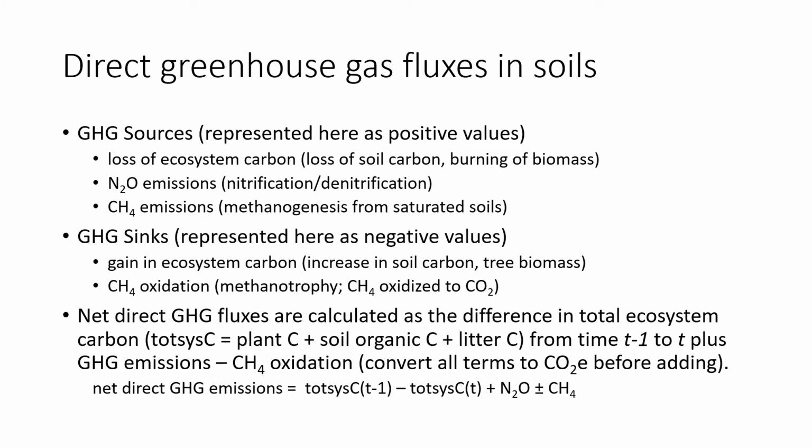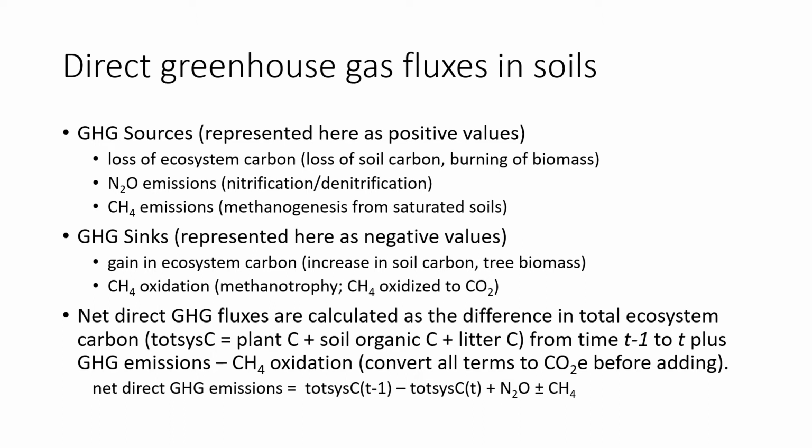Greenhouse gas sinks are a gain in ecosystem carbon, such as an increase in soil carbon or an increase in carbon in tree biomass. This is called sequestration. Methane oxidation is when methane is oxidized to carbon dioxide by methanotrophs. They use methane as an energy source or carbon source. And this reduces the impact of greenhouse gases in the atmosphere because methane is a more potent greenhouse gas than CO2, as we'll see in a bit.